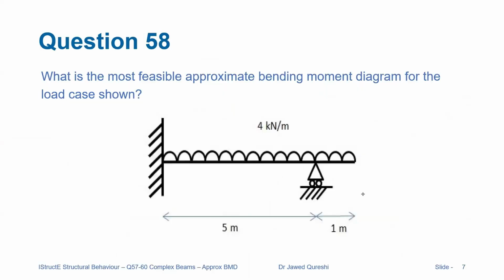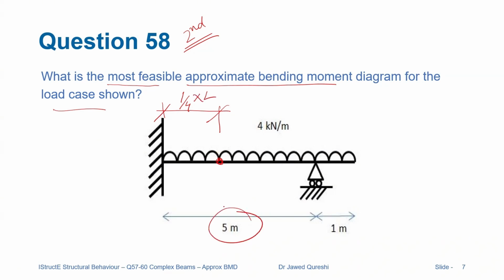Let me move to the second example. We have to find out the most feasible approximate bending moment diagram for this load case. Remember that now we have loading applied on the entire span and overhang portion. In this case, we will assume that the pin or point of contraflexure is at 1/4 of the span. Span in our case is 5.